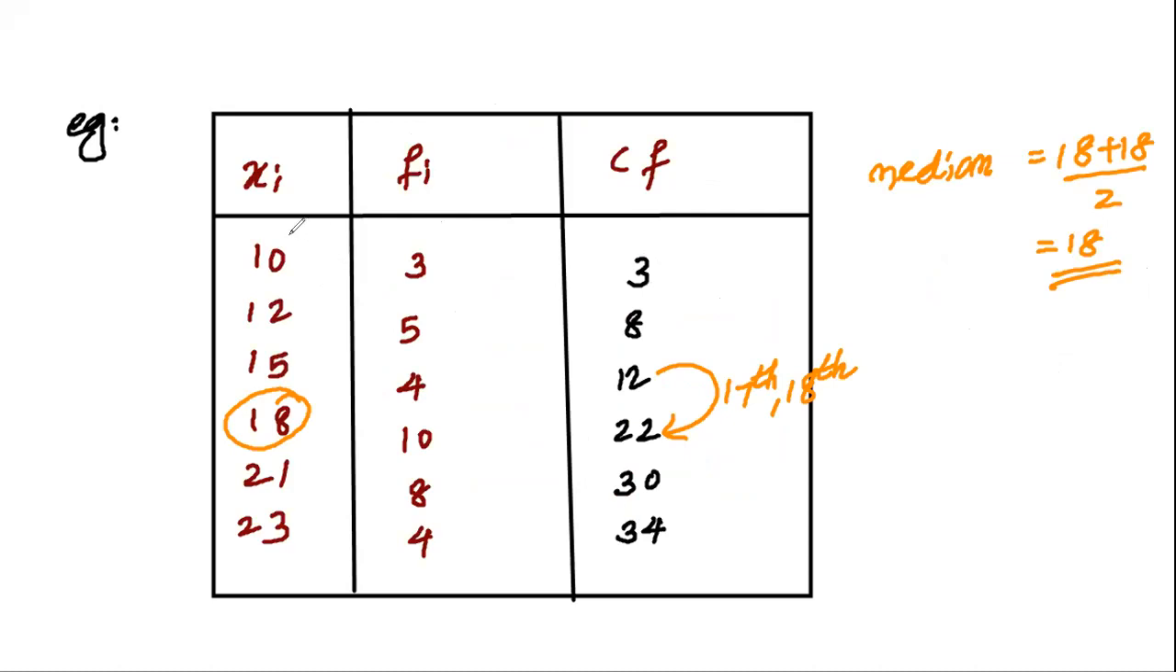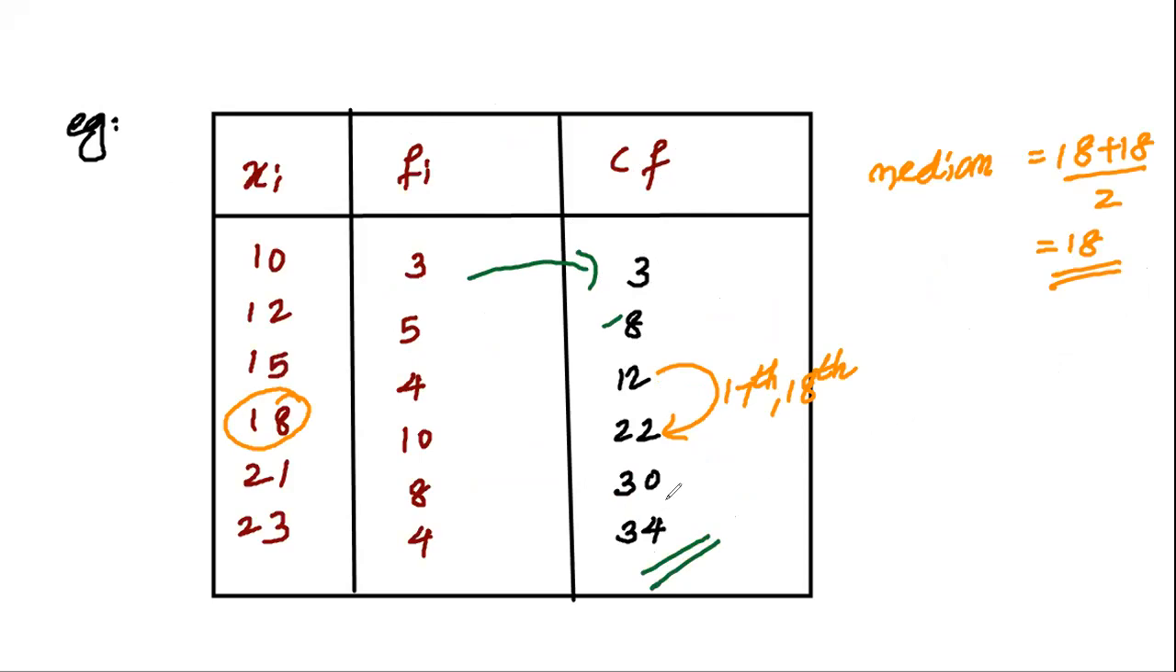Here, a table is there, xi is there, fi is there. We know that whenever we are finding the median, we have to write the cumulative frequency. Cumulative frequency will be 3, 3 plus 5 is 8, 8 plus 4 is 12, 12 plus 10 is 22, and so on. So totally 34 observations are there.